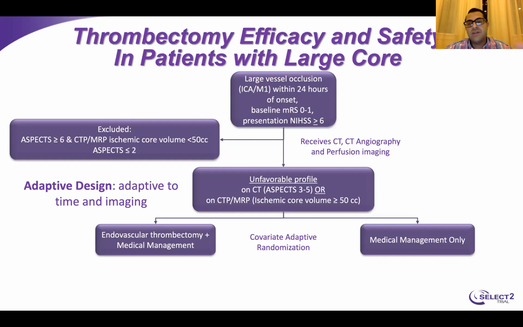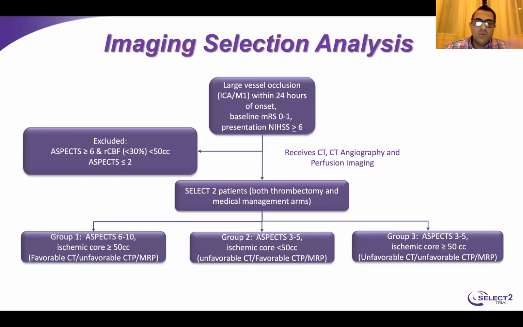So we don't want to have too many patients in the late window, or we don't want to have too many patients treated right after thrombolytics, for example. And we don't want too many in one arm from CT or CTP. Now, after we've excluded those patients, and now we're looking at specifically the SELECT 2 patients, both thrombectomy and medical management arms, we're going to be breaking them up into 3 groups. Because why? We really want to know the imaging selection analysis.